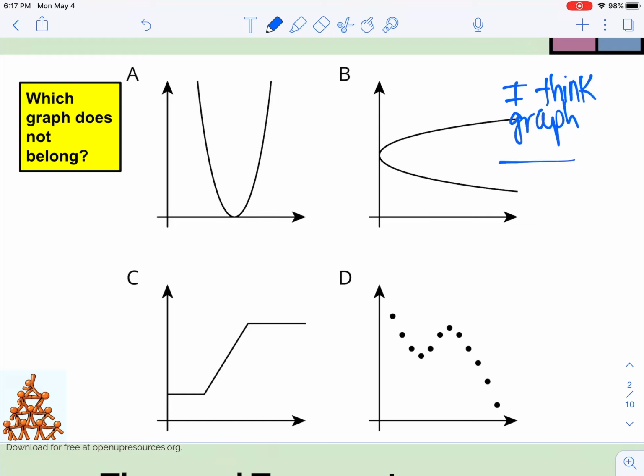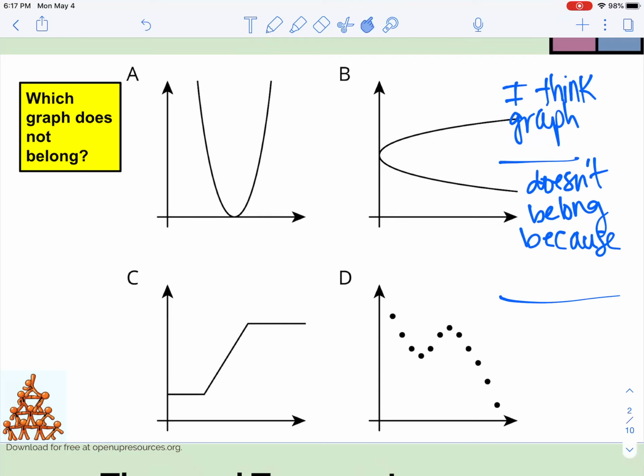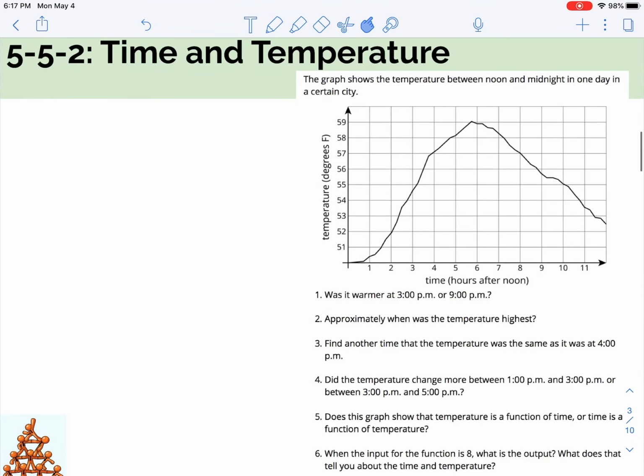Okay, so I think graph blank doesn't belong because blank. And you could say, because this one doesn't go down, because this one is facing to the side, whatever. This one has dots, the other ones are solid lines, something like that.